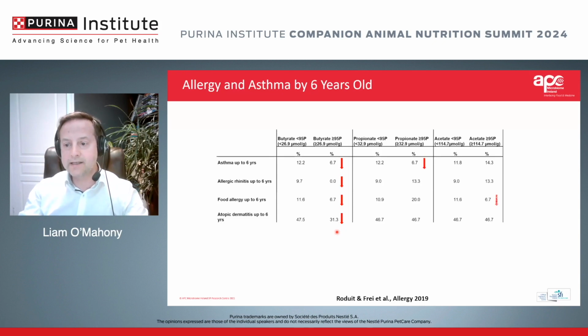Butyrate and acetate were not as significant. So, sorry, propionate and acetate were not as significant. So it looks like butyrate may be the most important for protecting against allergic sensitization.